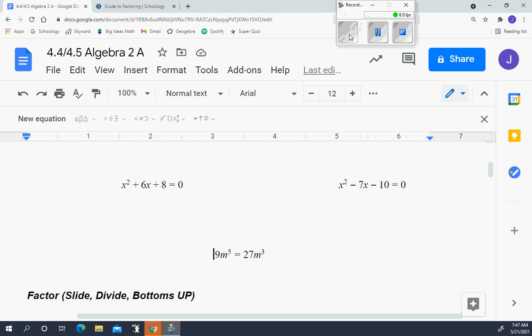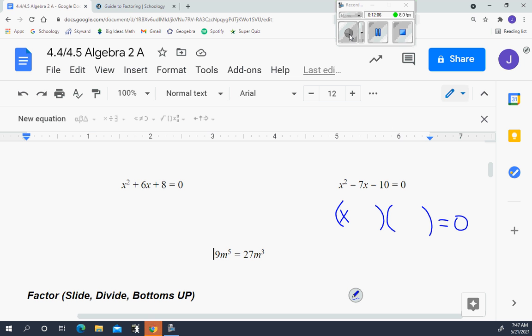Okay. Next problem. We have x squared minus 7x minus 10 equals 0. First thing I want you to do, find a common factor. X squared and 7x, okay, they both have an x. That's good. But this 10 does not have an x. So we cannot factor anything else. Instead, it's just like that last problem. We have a trinomial. We think, okay, let's break it into two binomials.